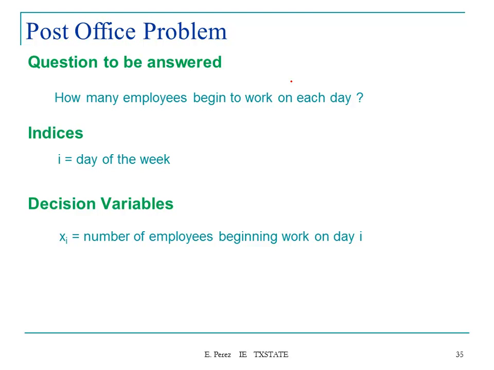Okay? And I know that if I say 3 employees will start on Monday, they will be working until Friday. And then they will take Saturday and Sunday free. If I say that they start working on Tuesday, same thing happens. They will work until Saturday. They will have Sunday and Monday free. So that's my decision variable.